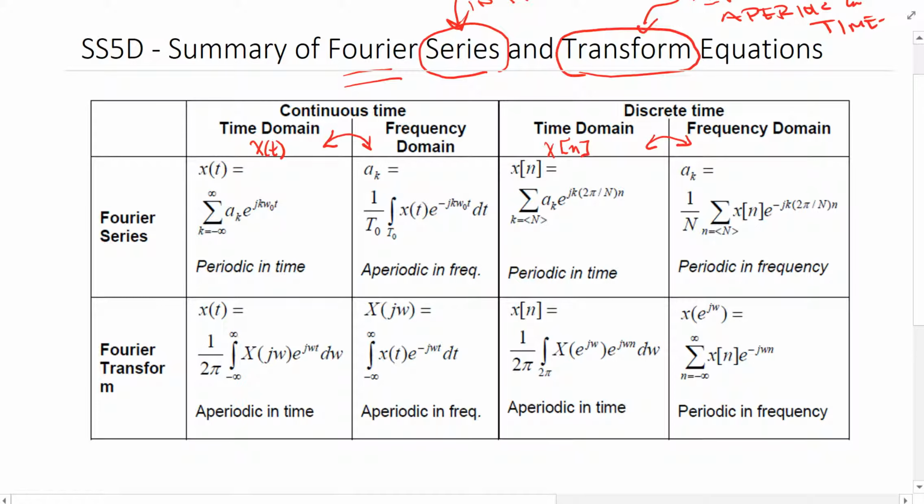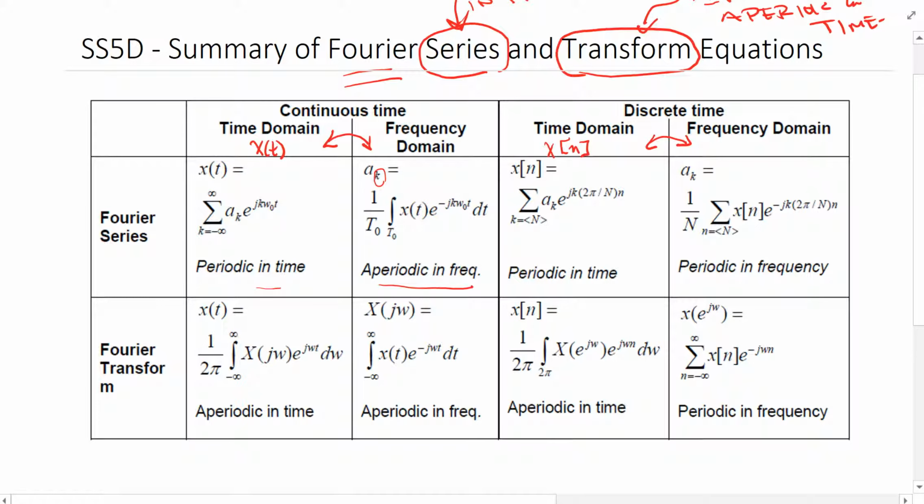For example, if you look on the horizontal line, the first row is talking about Fourier series. You're able to take x of t, which is periodic in time, and take it to frequency domain. The k will tell you which harmonic this magnitude belongs to. So a of 1 says the magnitude in the first harmonic, a of 2 says magnitude in the second harmonic. That would be for continuous time, and again, it's periodic in time, aperiodic in frequency domain.